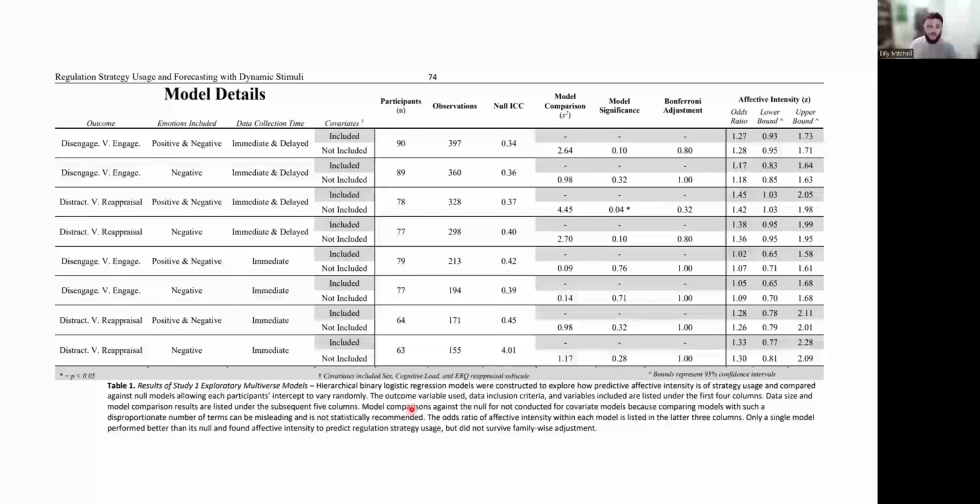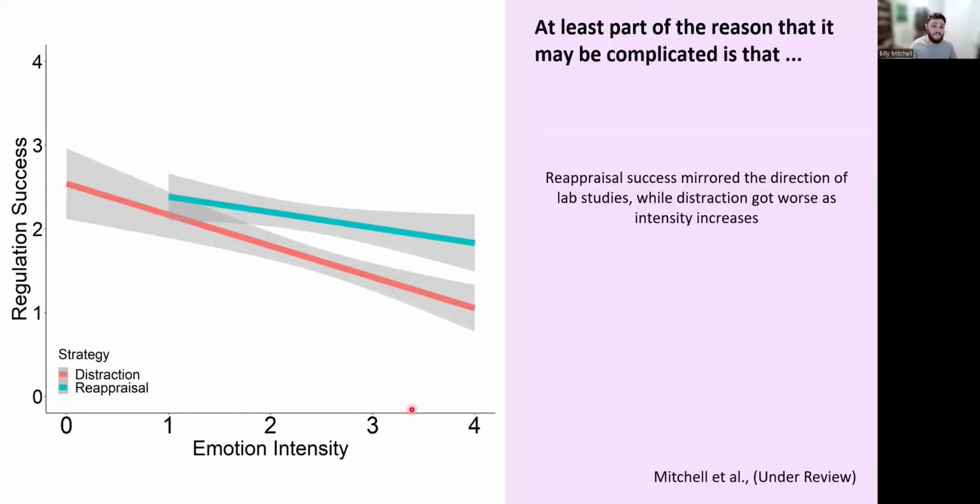This is obviously quite a turn from expectations, but perhaps what is more interesting is that we found that this deviation might be at least partially explained by how successful the two strategies were in this setting. So when subjects were asked to self-report how successful their strategy use was, we found reappraisal matched the pattern established in previous studies fairly well, being more effective at lower intensities than at higher intensities. However, distraction was markedly less successful at higher intensities, which is significant because this is exactly when distraction should be more successful.